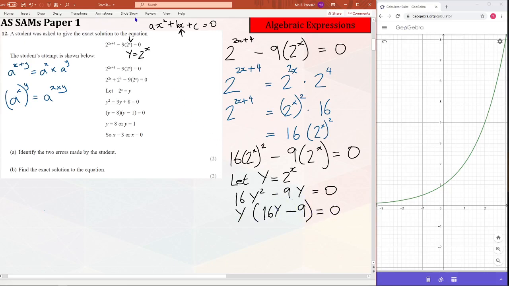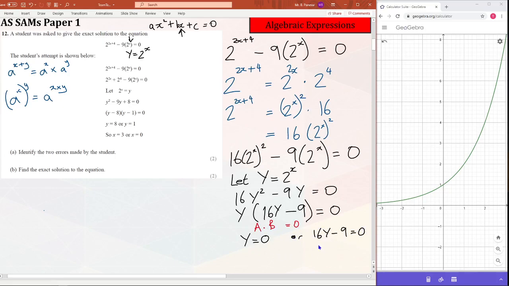So now I'm at a stage where I'm going to take advantage of something that you should inherently understand. A times b is equal to 0. Therefore, either a is equal to 0 or b is equal to 0. And that is something that I think many students just do not really fully appreciate. Just go straight into this step, y equals 0 or 16y minus 9 equals 0. And the reason behind that is what I've just explained here, which you should really understand.